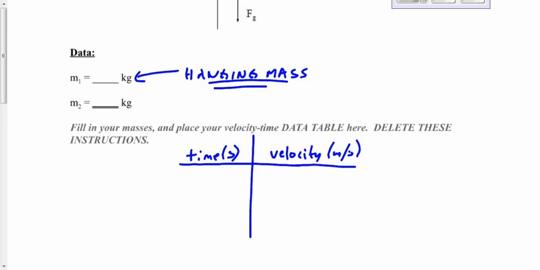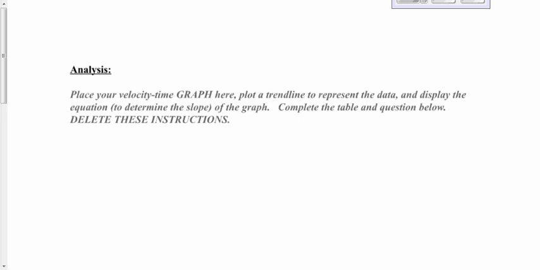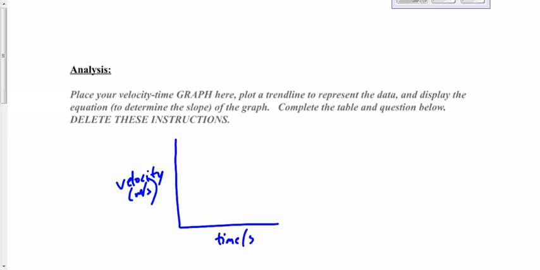Then you're going to plot a graph. The graph is going to be velocity versus time. Velocity on the y-axis, time on the x-axis. And that should give you a nice straight line on your graph. You will have Google Sheets plot a trend line, which should be linear. And then you'll have Google Sheets display the equation. The equation might look something like this: 0.714x plus 0.003. Yours won't be those numbers.